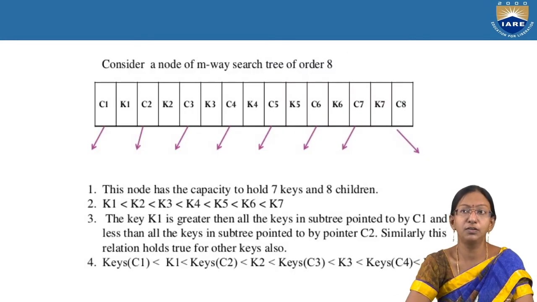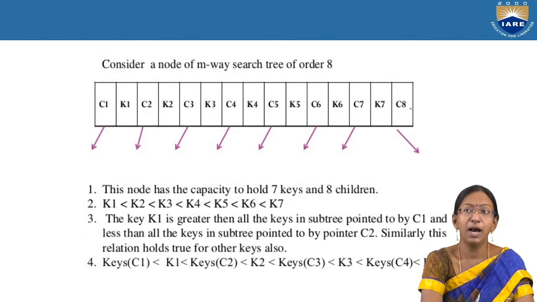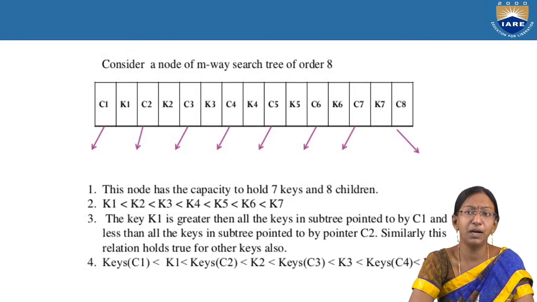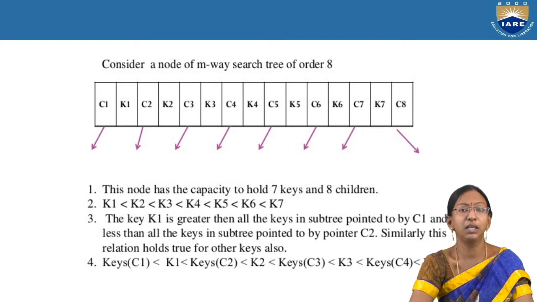For example, there is a node over here which has 8 children. Here C1, C2, C3, C4, C5, C6, C7, C8 represent the addresses of the children of this particular node. As it has 8 children, it is a tree of order 8. It is an M-way tree of order 8. So the node has the capacity to hold 7 keys and 8 children. The keys are K1, K2, K3, K4, K5, K6 and K7.